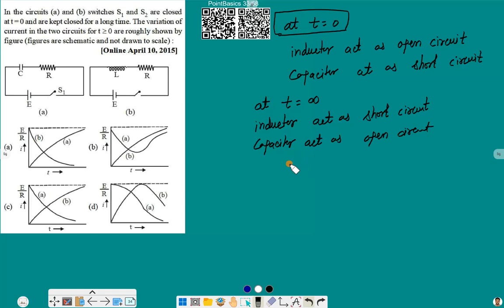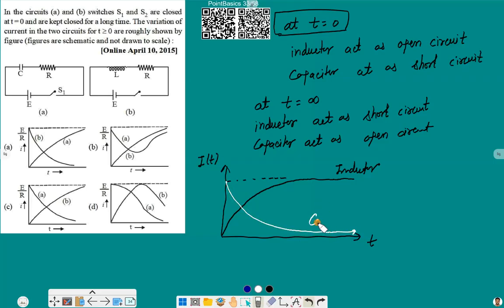And we also know the graphs for their current. Suppose this axis represents current i and this axis represents time. For the inductor the curve is something like this. Current slowly builds up and then reaches the maximum saturation value. This is for the inductor. Now for the capacitor, initially current is maximum and then reduces to almost 0. So current follows this pattern.